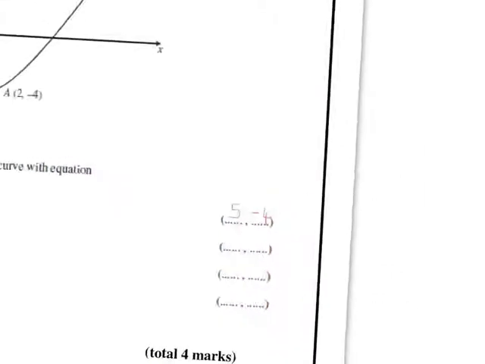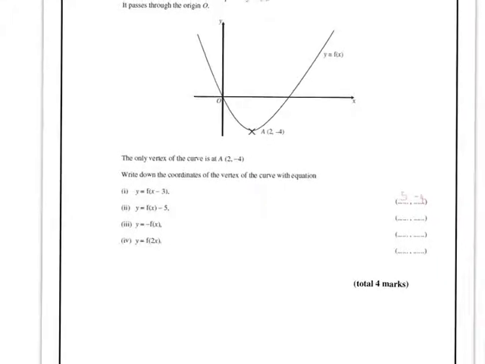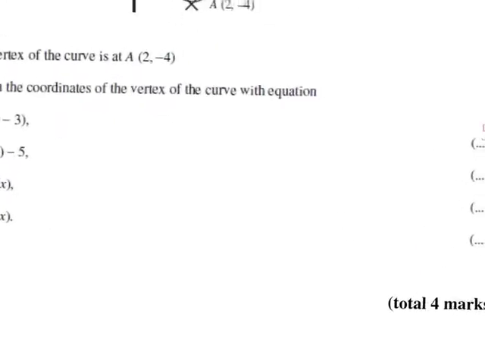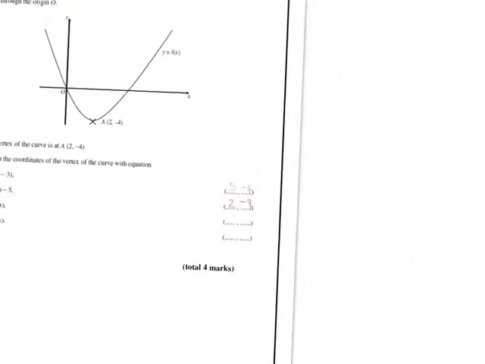Right, and next we're going to move over here, and we've got 5 taken away from y equals f of x. So y equals f of x, take away 5. That means the whole thing is going to be moved down 5 spaces. So like the last one, we moved it across 3 spaces. This one's going to be moved down 5 spaces. So the point A is now going to go to (2, -9). It's going from -4 down 5 spaces to -9. (2, -9). Okay. Next one.